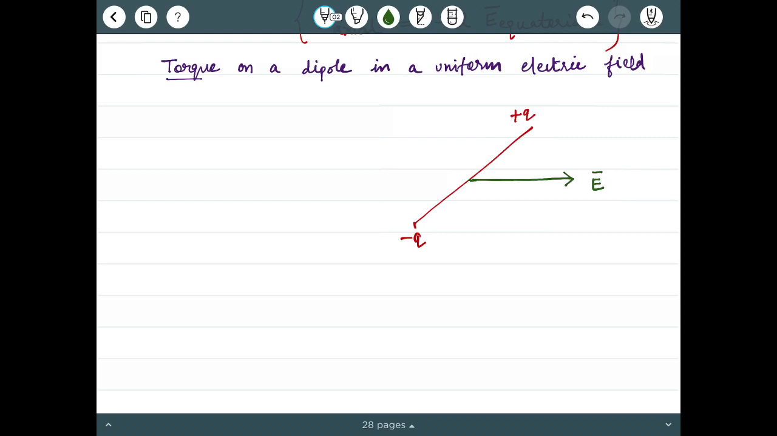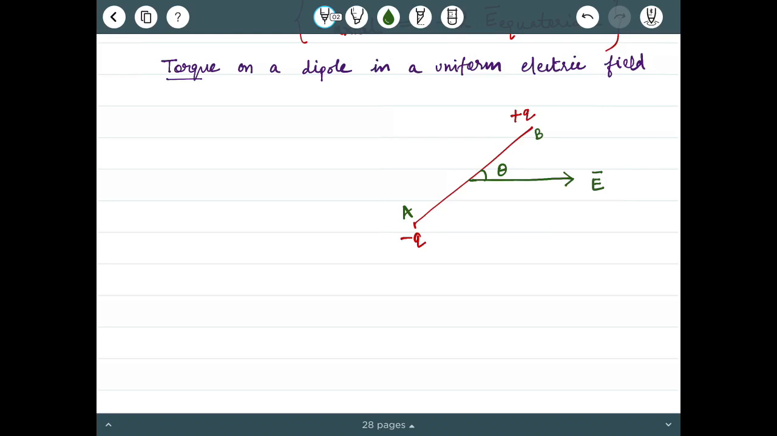Now the axis of the dipole, what is the axis? Suppose I write this point is A, this point is B, then AB is the axis. So the axis of the dipole makes an angle theta with the direction of electric field.